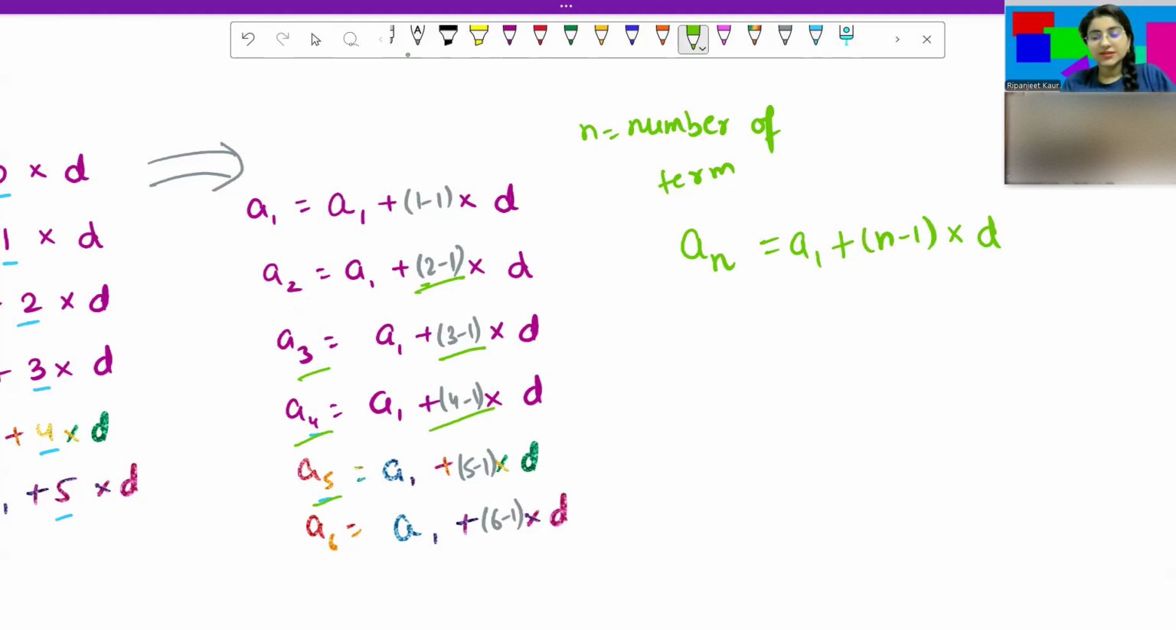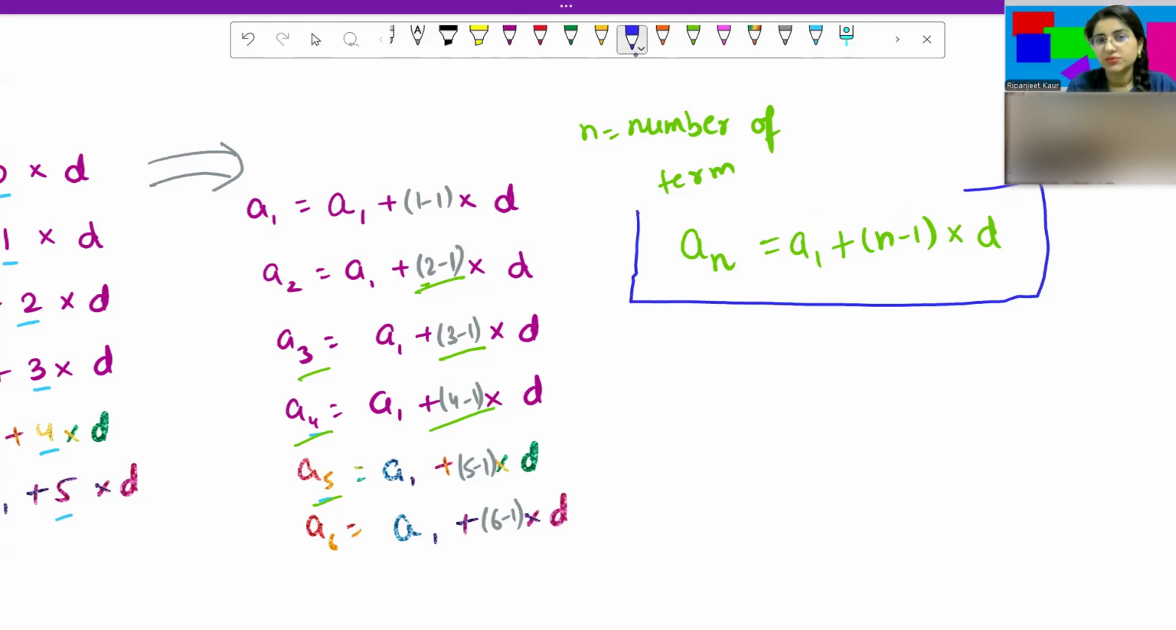So, if there is a common difference and we are given the first term, and we want to find out the number of terms, we can find it with this formula. You don't need to remember the whole process. It was just to make you understand how the formula was made. So, this is the main formula: An equals A1 plus n minus 1 times D.